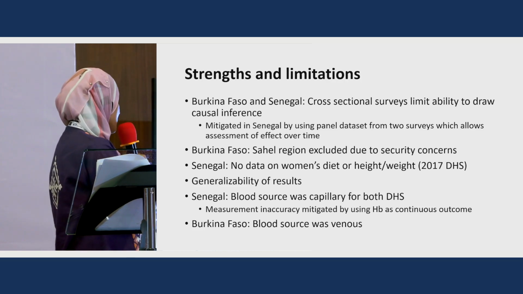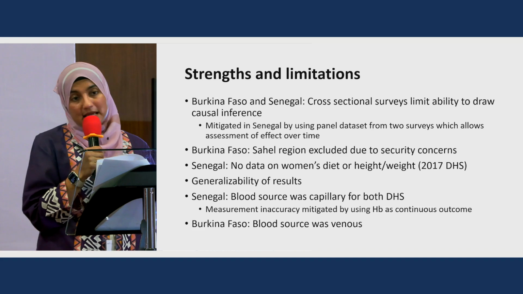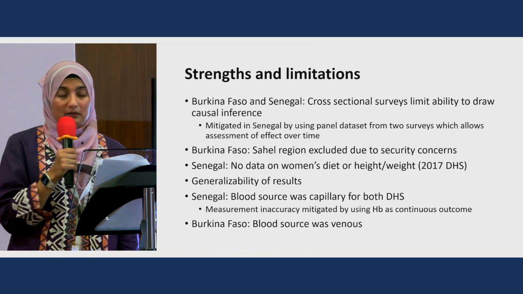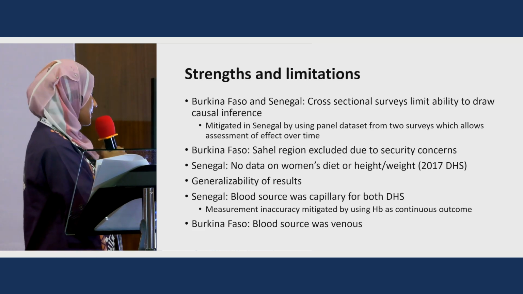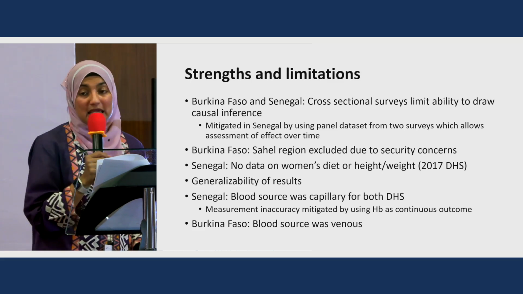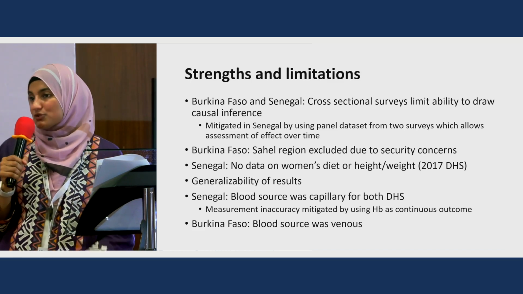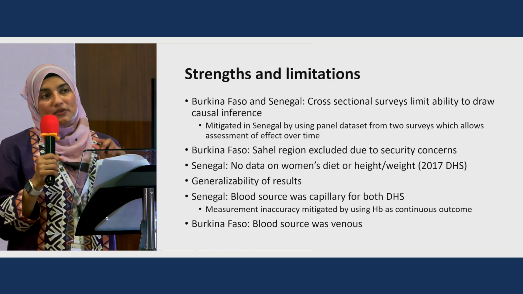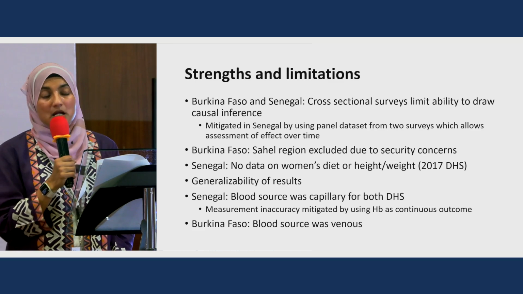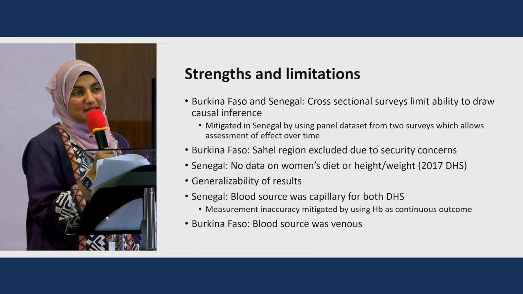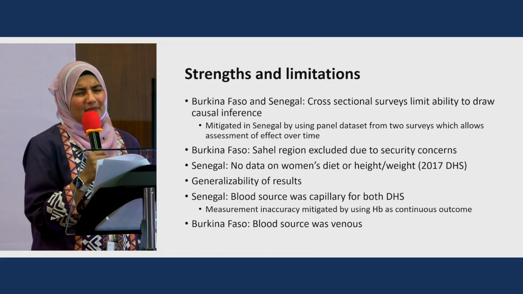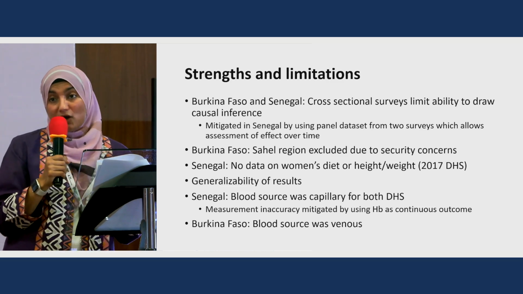Also for Senegal, the blood source was capillary for both DHS, and as we know, there is measurement error associated with finger prick blood source. However, we believe the measurement inaccuracy was somewhat mitigated by using hemoglobin as a continuous outcome as opposed to anemia as a dichotomous outcome. So the increase in mean hemoglobin observed in Senegal is less likely to have a random or systematic error than anemia as a dichotomous outcome would be.